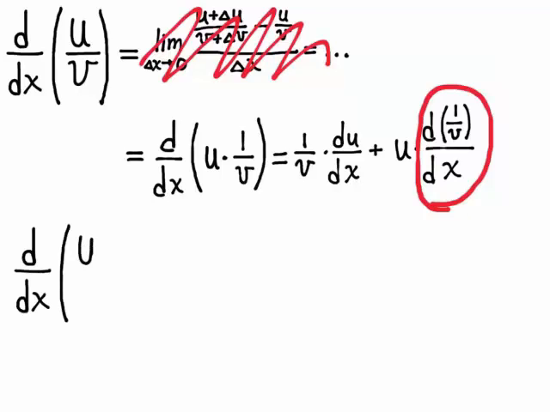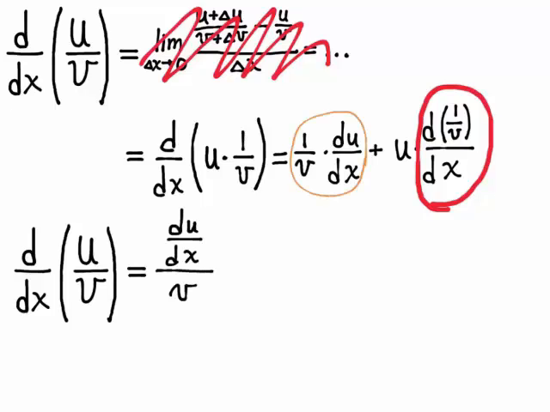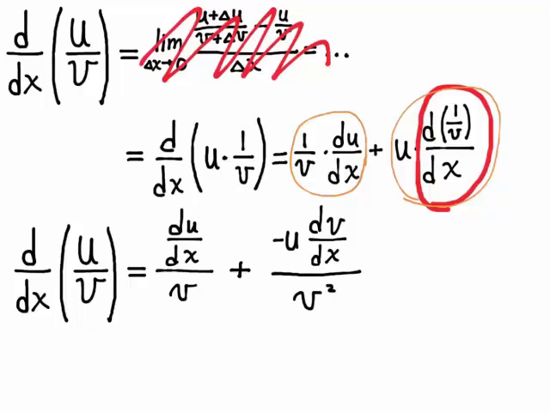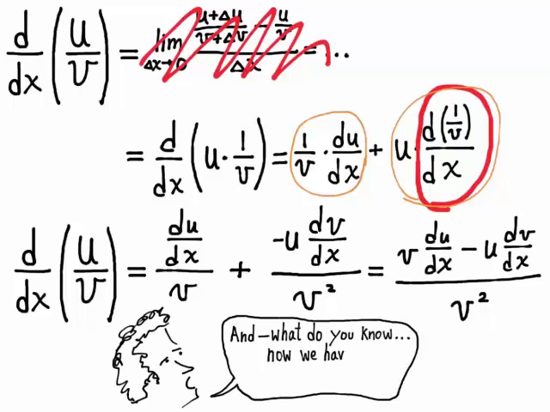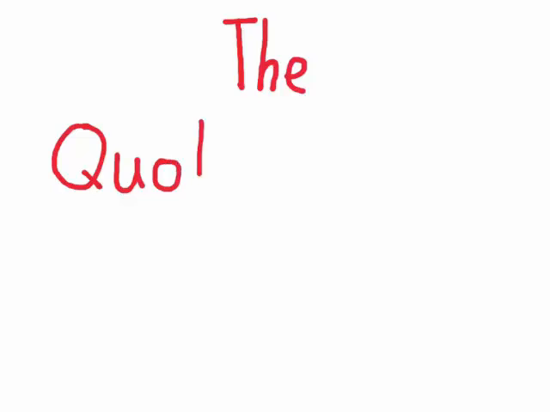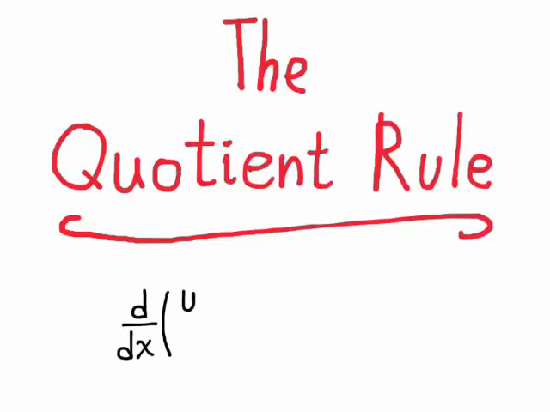The derivative of u over v then is seen to be, we'll take this first term and rewrite it as du over dx divided by v, and then the second term is from the reciprocal rule, so I have u times negative dv over dx divided by v squared. I just applied the reciprocal rule. And then if I take these two fractions and I put them over the common denominator of v squared, I get the standard form for the quotient rule. The quotient rule is the derivative of u over v is v times du over dx minus u times dv over dx divided by v squared. Let's put it up on its own page now.